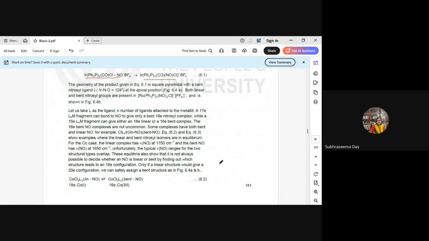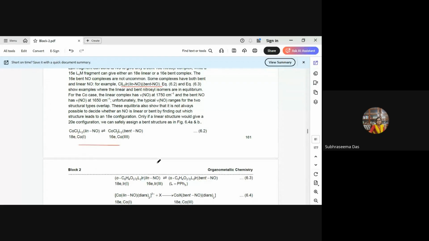So let us take L as a ligand, and n is the number attached to the metal M. A 17 electron LnM fragment can bond to NO to give a bent 18 electron complex, whereas a 15 electron fragment can give rise to a 16 electron bent complex. The 16 electron bent NO complexes are also not very uncommon. They are also known. For example, these complexes are 16 electron bent NO complexes, as shown here.